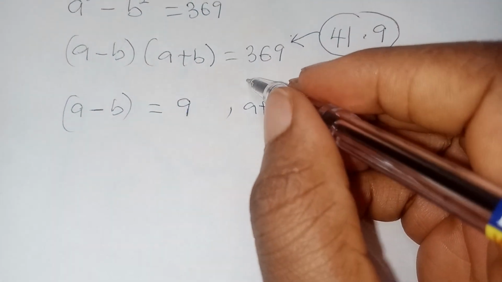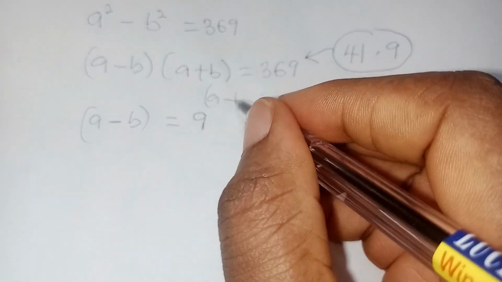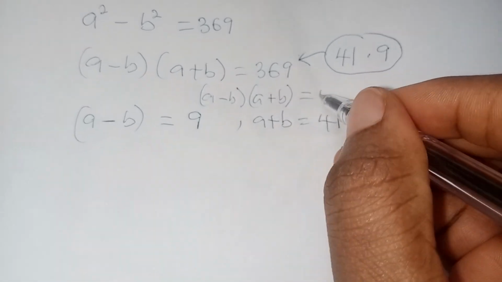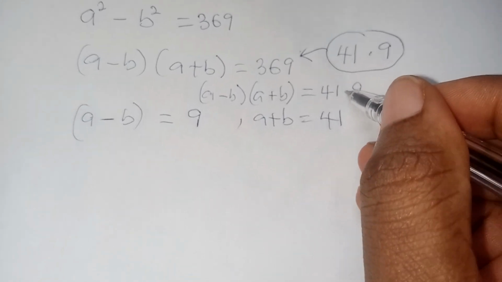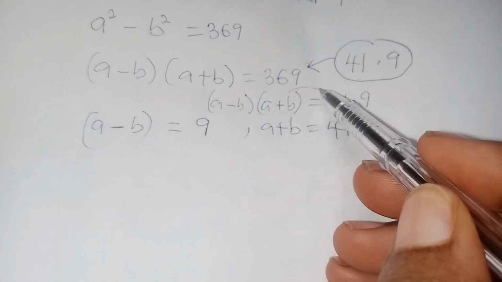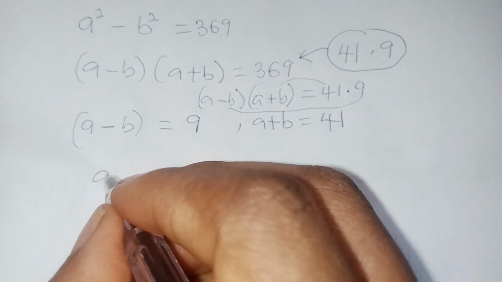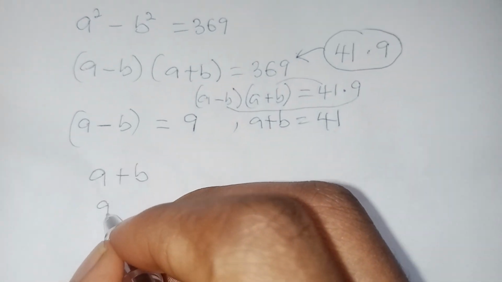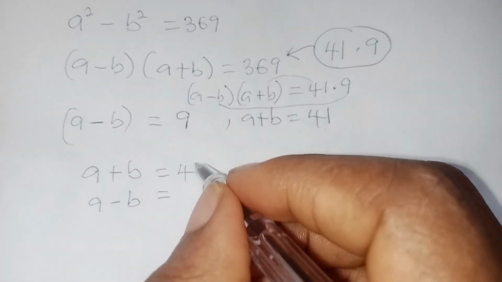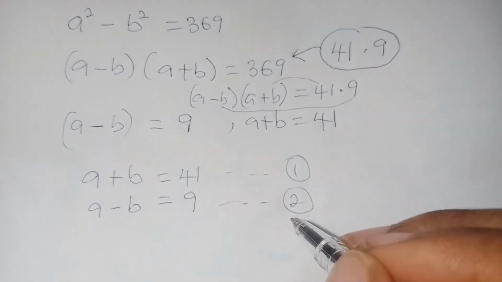So for some persons who do not know how I arrived here, this is how it's been written. Equals 41 times 9. So we just split them. Do you understand it now? So I'm going to rewrite it in this order. 41 here and 9 here. This is equation 1 and equation 2.